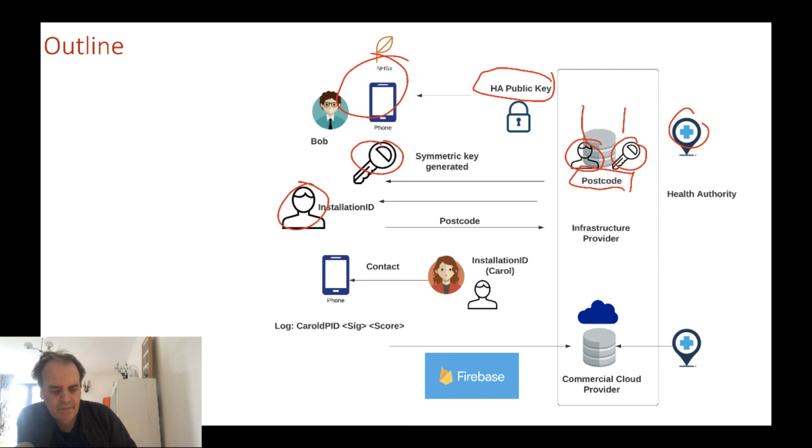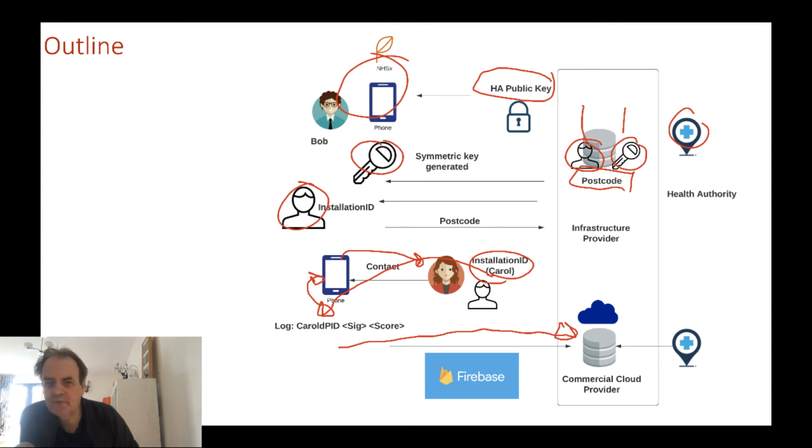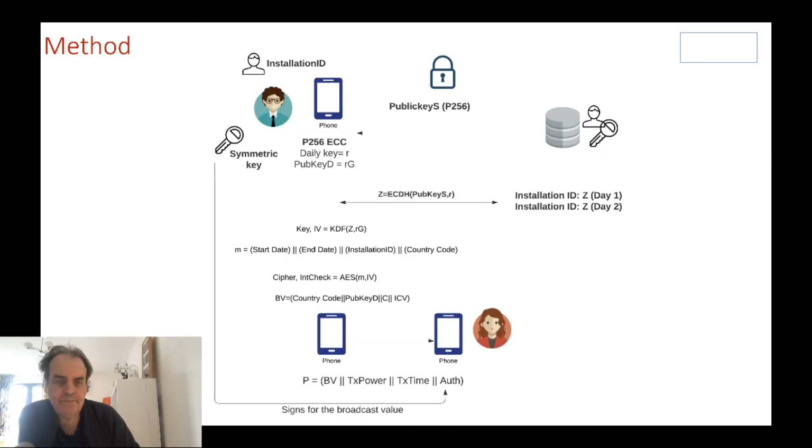So when Bob comes into contact with Carol, Carol's ID will be encrypted in some way, and then there'll be a log on the phone which stores the signal strength and the risk score. When the risk score is high enough, that information will be sent through the Firebase log infrastructure to this cloud provider, and then the NHS will have complete access to that data.